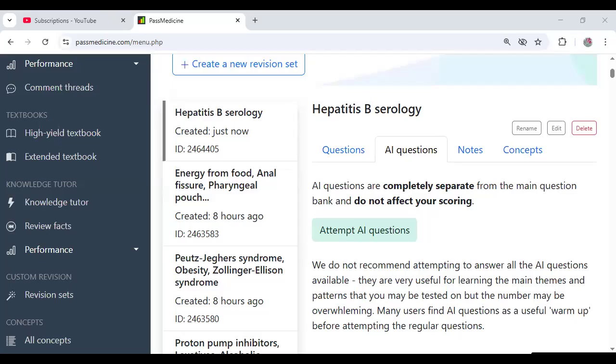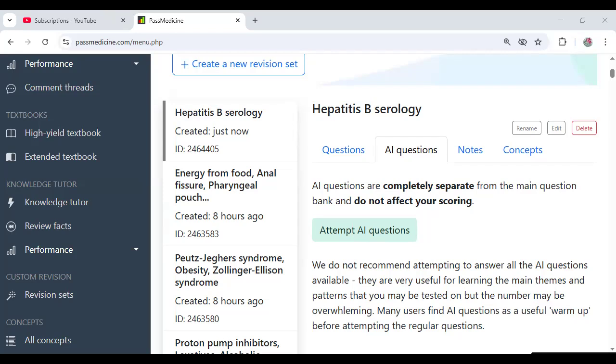So we'll be learning hepatitis B serology, interpreting hepatitis B serology, very important for your exam. Expect at least one question here and there on this. So before that, I want you to know these two screens.